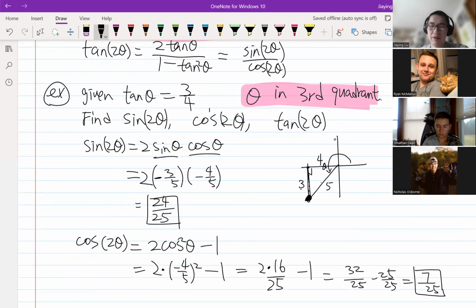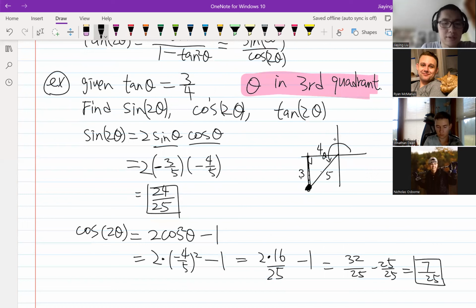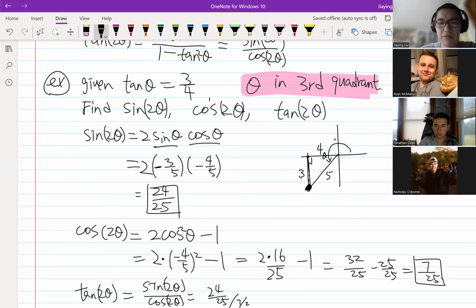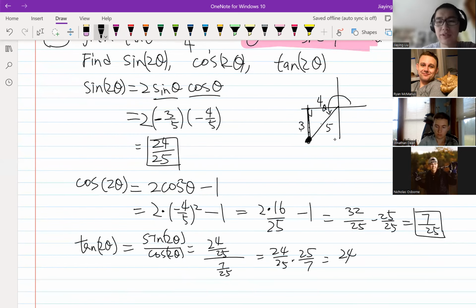That's cosine. And if I want to find tangent, for this case, it's a lot easier. Even if you were asked to find tangent 2 theta from the beginning, you can always use sine 2 theta over cosine 2 theta. So that's going to be 24/25 divided by 7/25. That's going to be 24/25 times 25/7. So that's 24/7.